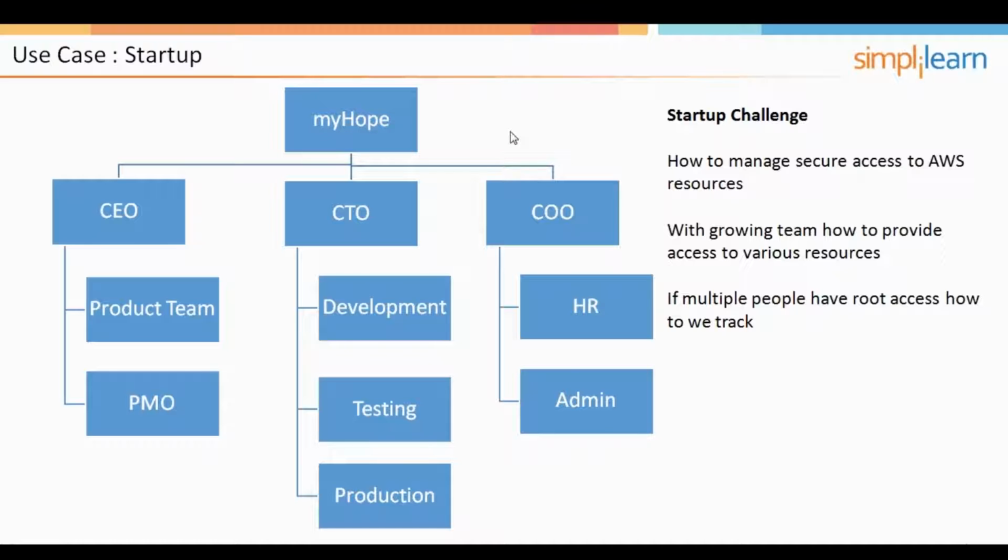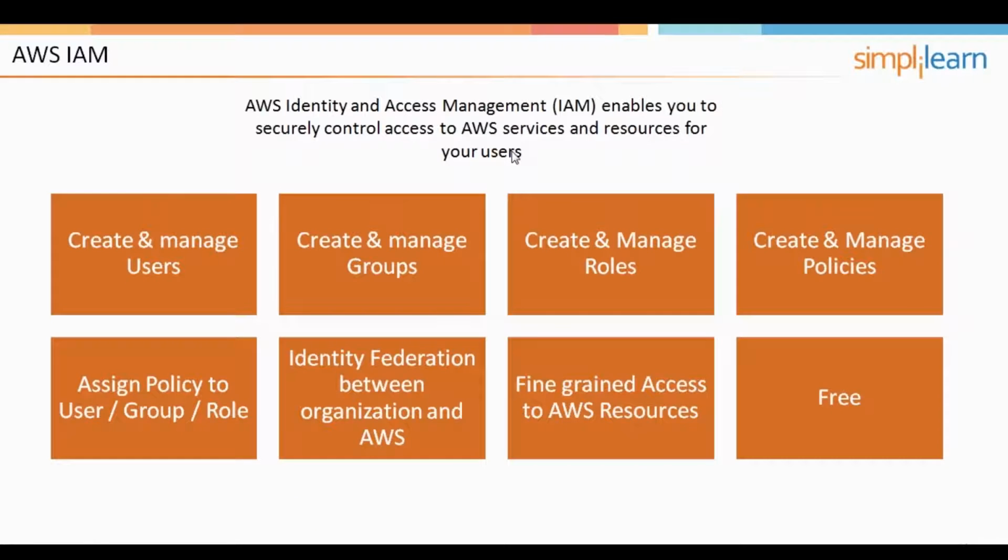Amazon IAM comes handy for that. AWS IAM enables you to securely control access to Amazon services and resources for your users. Now this is a very important word to note. IAM is especially for when you want to provide secure access to Amazon services and resources for your users. This is a very important thing. What is so special here?